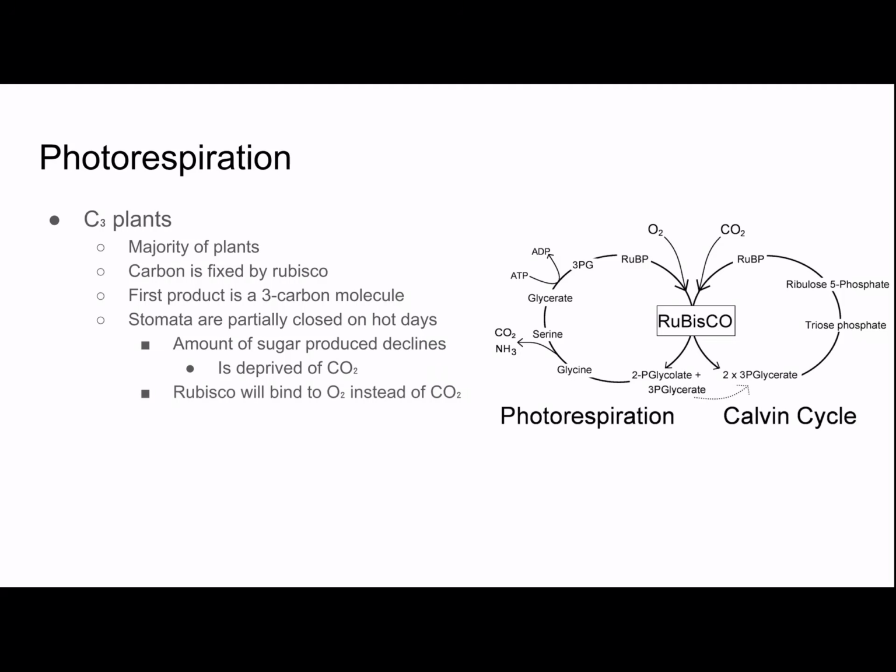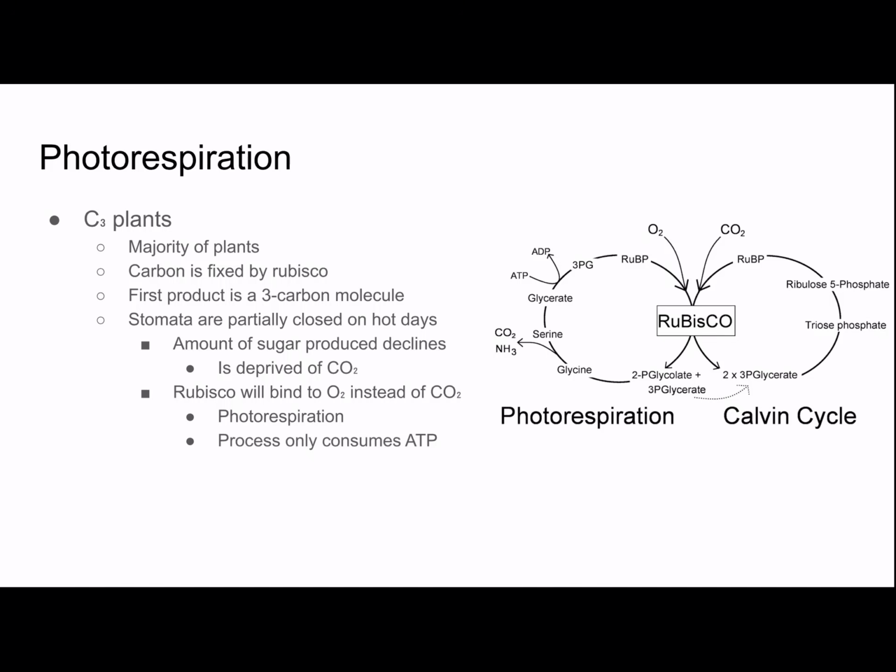So what happens is that rubisco will bind to oxygen instead of carbon dioxide. And that doesn't allow the Calvin cycle to happen like it should. And that's called photorespiration. After rubisco binds to oxygen, it creates a molecule that will be split, and then carbon dioxide will be released. So that's why it's called photorespiration: photo, it occurs in the light, and respiration, oxygen will be consumed while carbon dioxide is given off as a product.